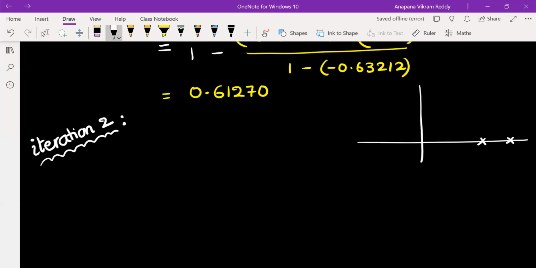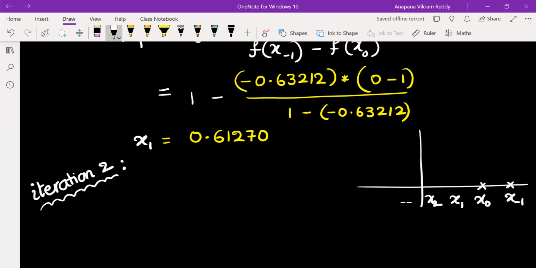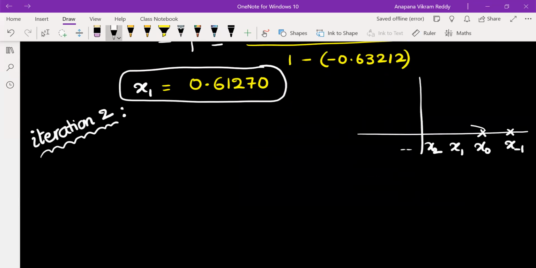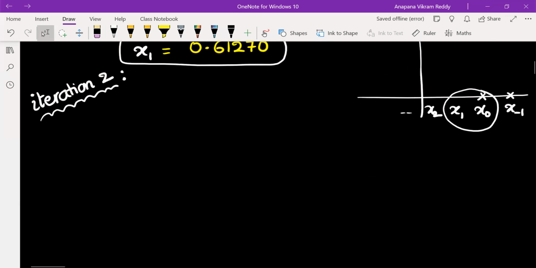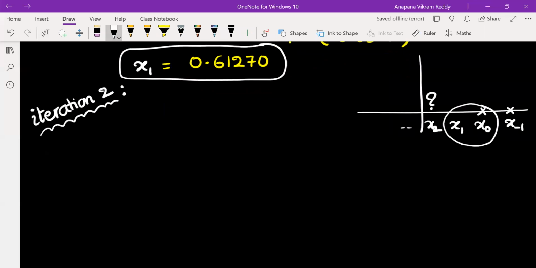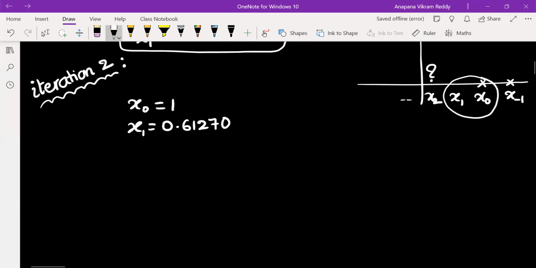So see, for example, I will say this is x_{-1}, this is x_0, this is x_1, this is x_2, and so on. However you want, you can take. So now I know this is my x_1 I got. Every time I require two initial guesses. So I will take x_1 and x_0 as the initial guesses to find x_2, all right. So I know that x_0 is already 1, and x_1 is what we obtained, 0.61270.